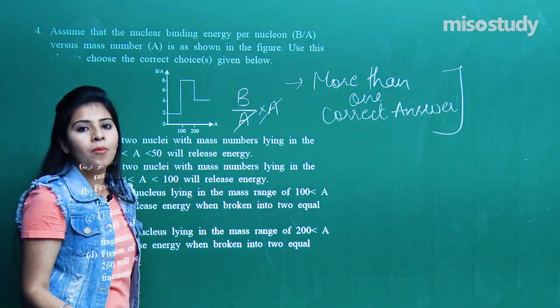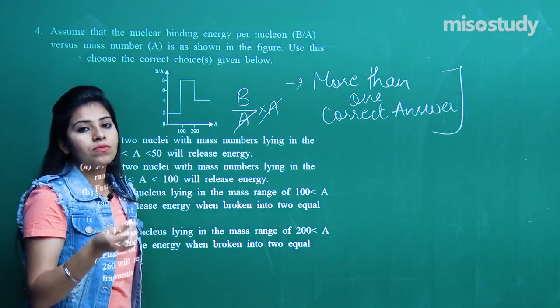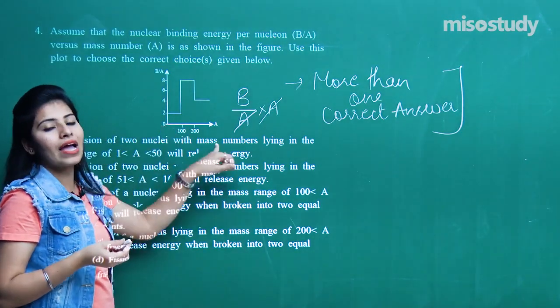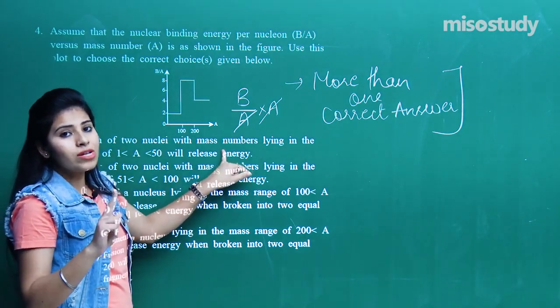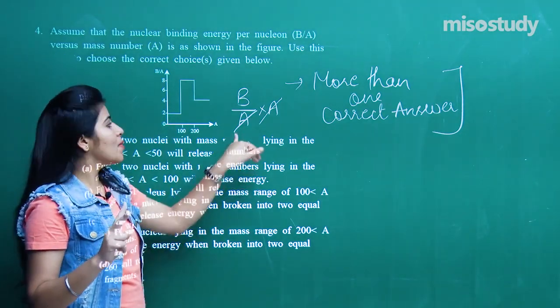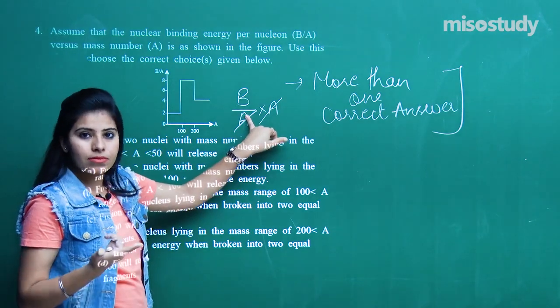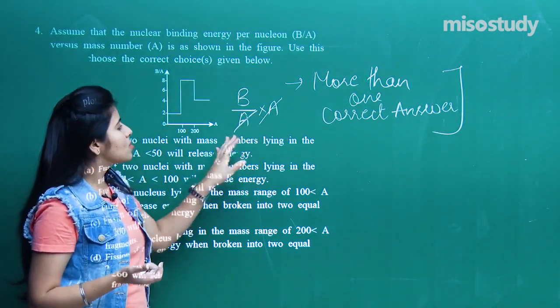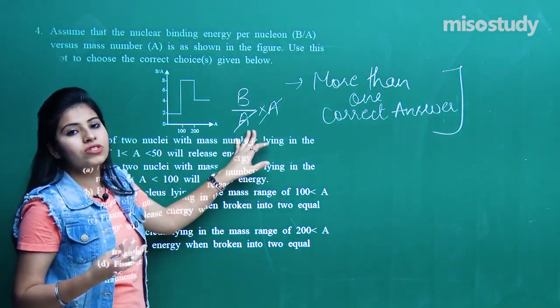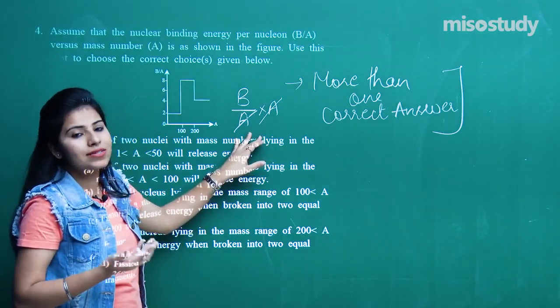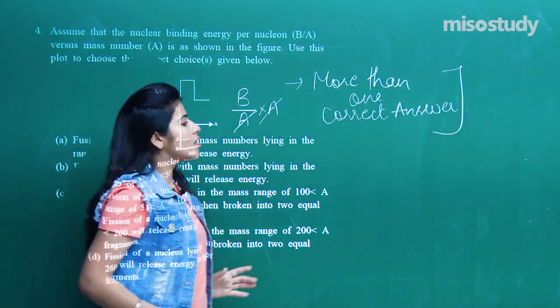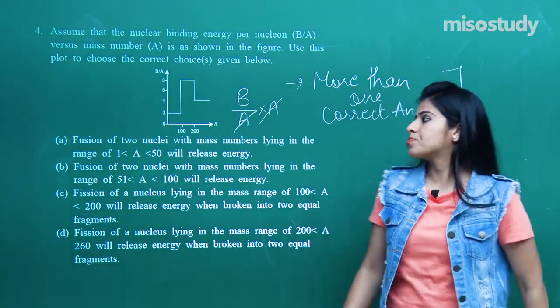That means this is the formula. Whenever you are having your binding energy per nucleon and the mass number, the moment you multiply these two, you will be having your binding energy, isn't it? Now this was not the thing that I should tell you, everybody knows that, but still I just told you. Now let me proceed with the question.